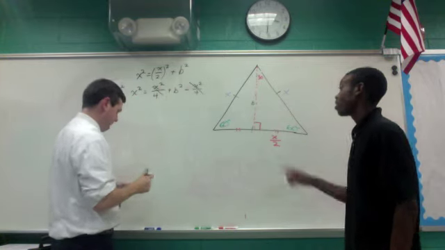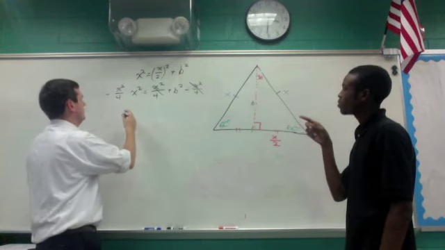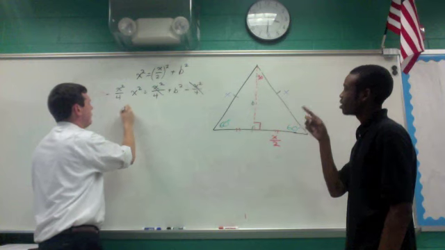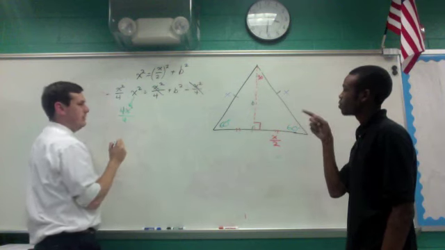These two cancel out. So X squared over 4 is still there. Well, this is like 4X squared over 4, right? Common denominator.